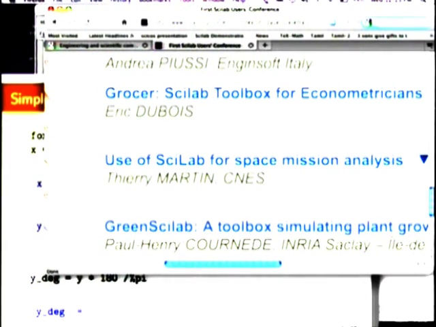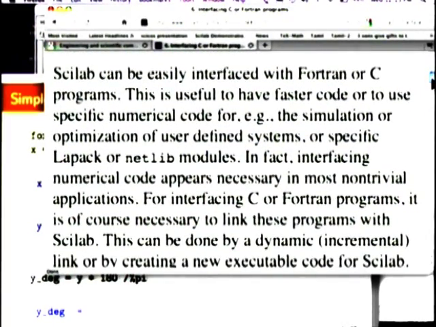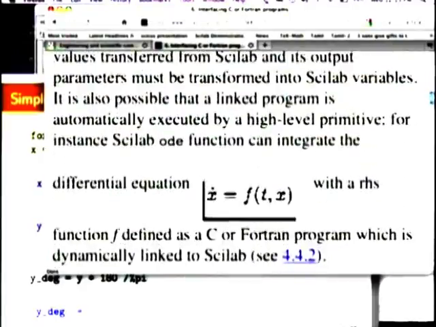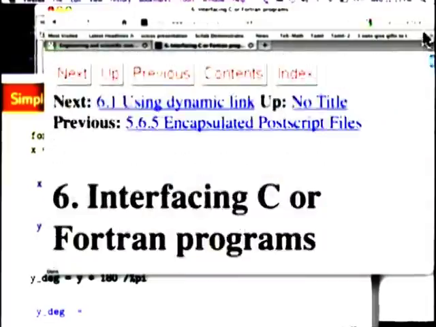What I will do is, the best thing is to first do a Google search. So let's say Scilab C interface. Okay, so you get this, interfacing C or Fortran programs. Okay, here it is. So what I would do is, the very first thing that I would do is, so this is one of the answers.